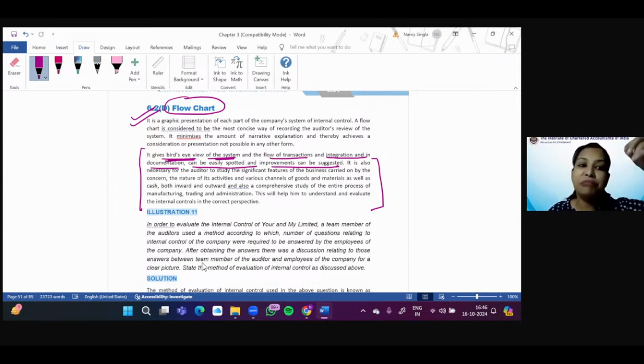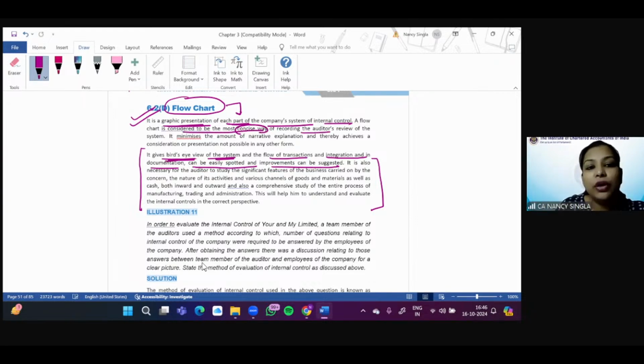Why? Because it gives a bird's eye view. So what is a flowchart? You all are aware. Graphic presentation of each part of the company's system of internal control. It is considered to be the most concise way of recording the auditor's review of the system. It minimizes the amount of narrative explanation and thereby achieves a consideration or presentation not possible in any other form. Why? Because it gives you a bird's eye view. See, when the flowchart of essays is given to you, you are able to know what all is contained in the essay, versus where 5-6 pages are given.